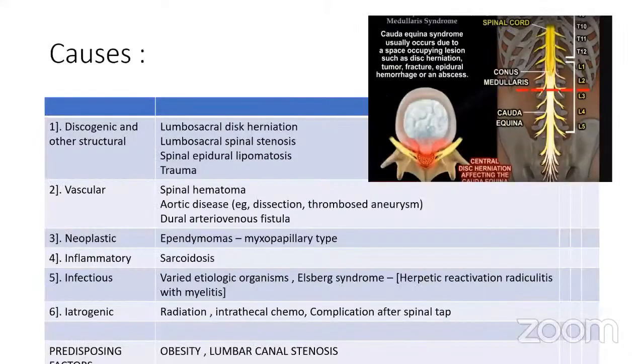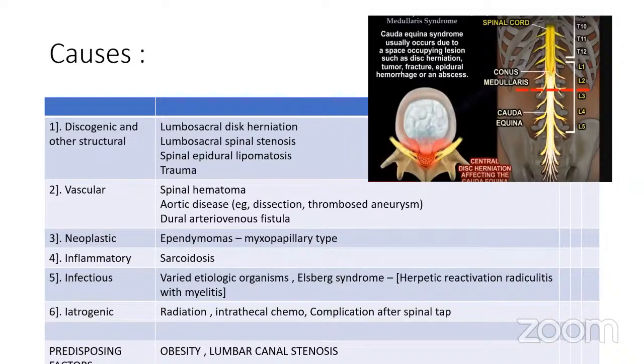So what are the causes? By far the commonest cause is discogenic, that is a disc which has slipped out and is pressing on the cauda equina. This is supposed to form 40 to, in some case series, even 60 to 65% of the causes. As it is a structural cause, it may be amenable to surgery.